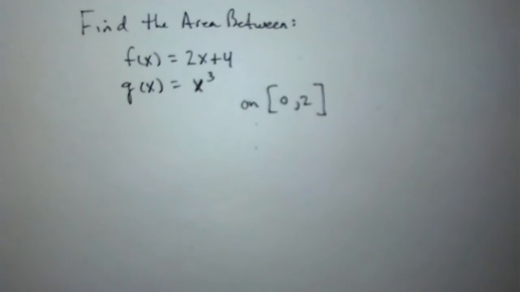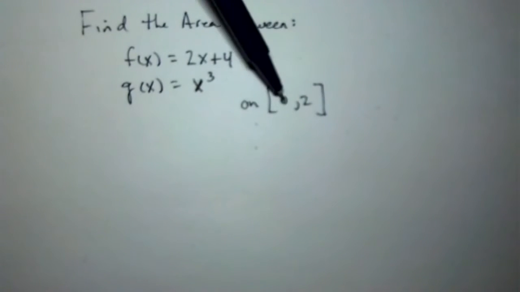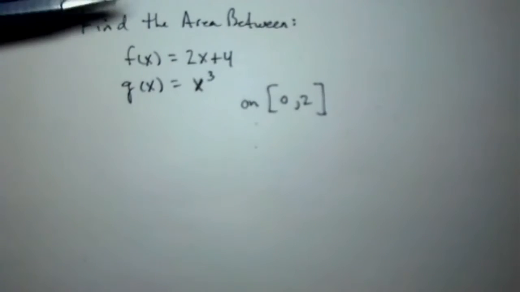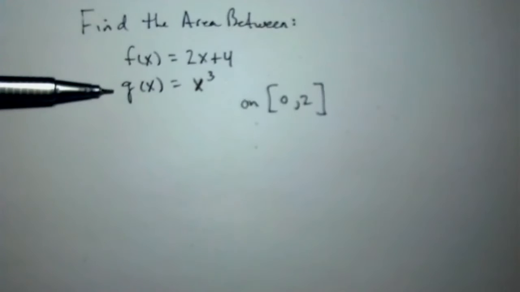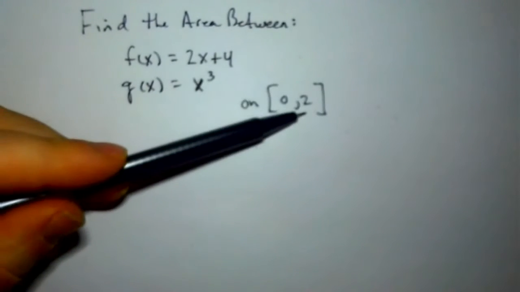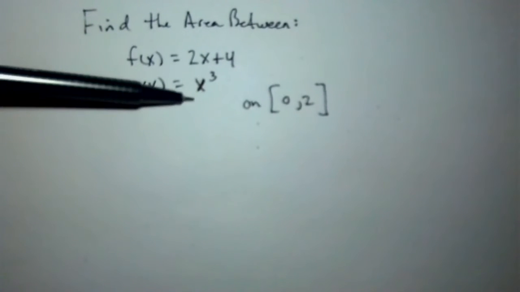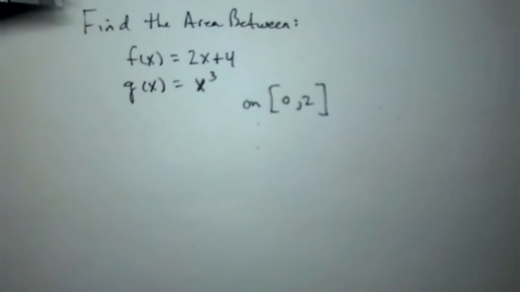You could plug in the bounds. Yeah, exactly. So I would just plug in each bound and see what we get. If I plug in 0, you're going to get 4, and you're going to get 0. Sounds like this one's on top. Let's plug in 2. That's going to give me 8 and also 8. Those intersect, so that's okay.